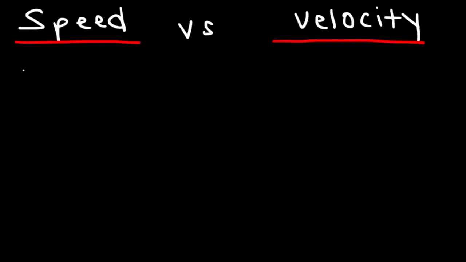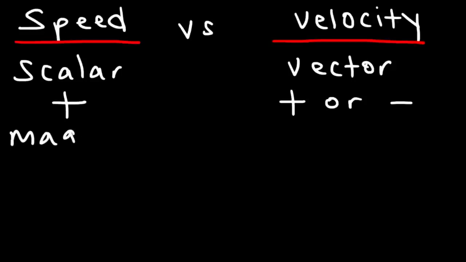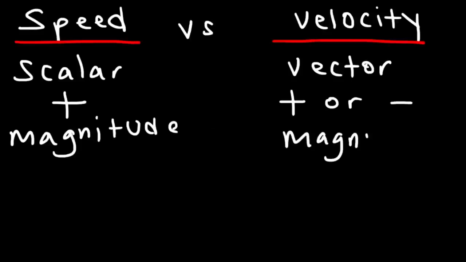Now let's talk about speed and velocity. What is the difference between these two quantities? Because they both describe how fast something is moving, but there's a difference between them. Speed is a scalar quantity and velocity is a vector quantity. Speed is always positive. Velocity can be positive or negative. Now recall that a scalar quantity only has magnitude, whereas a vector quantity has magnitude and direction.